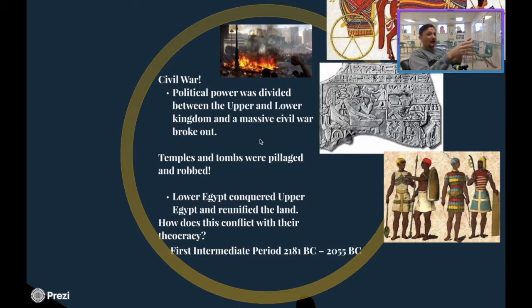So political power is going to be divided between those two kingdoms, and the civil war is going to result in temples being destroyed, tombs being pillaged and robbed, like different artifacts not making it out alive because they were stolen and hawked and sold.